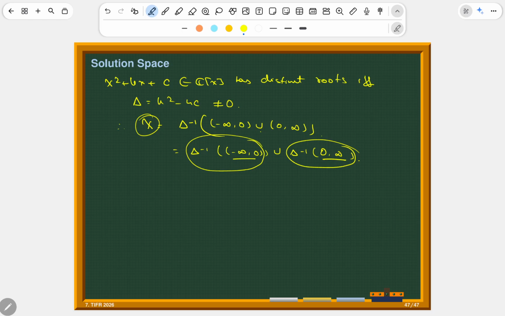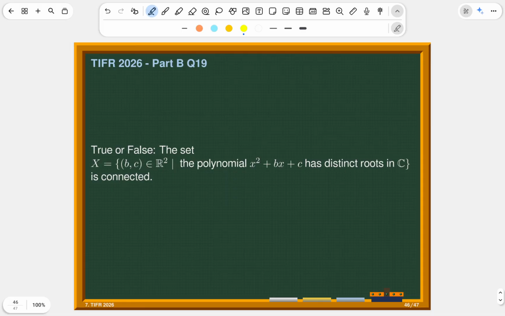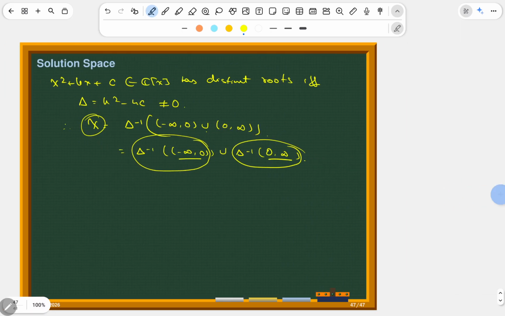And once a topological space is decomposed into a disjoint union of open sets, by the definition itself it is naturally disconnected. So this space is not connected. It's basically disconnected, and it's a false statement. Clear enough? Let us move on to the next question.